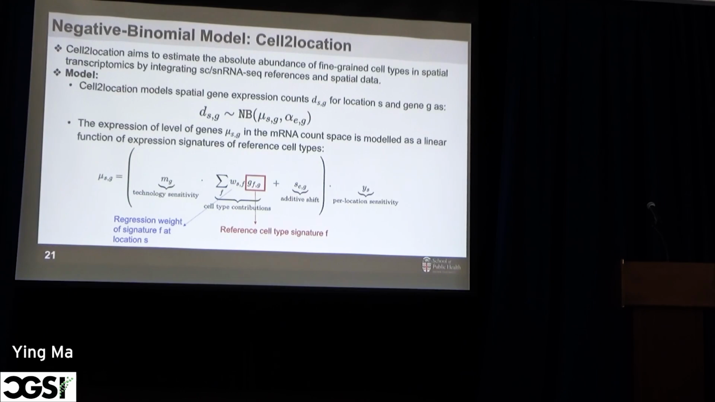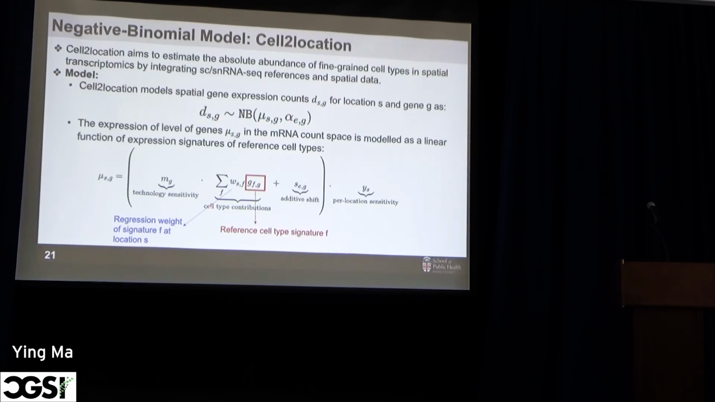Because this is count data, people also develop negative binomial-based models to account for the over-dispersion. So another method published in Nature Biotech, called cell2location, aims to estimate the absolute abundance of fine-grained cell types in spatial transcriptomics, also by integrating the single-cell reference data and spatial data. So instead of the Poisson model, they model the observed gene expression counts d_sg for each spatial location s of each gene g as a negative binomial model.